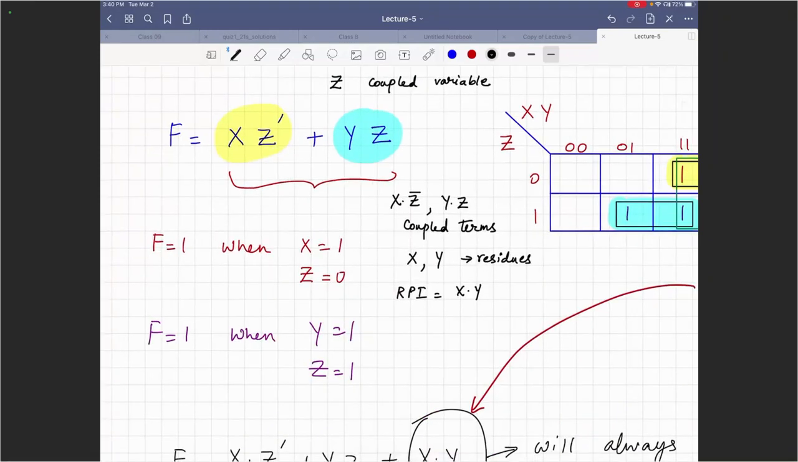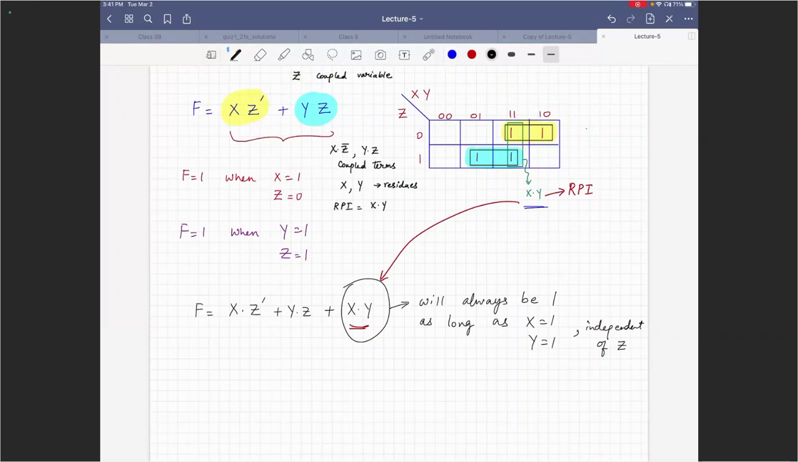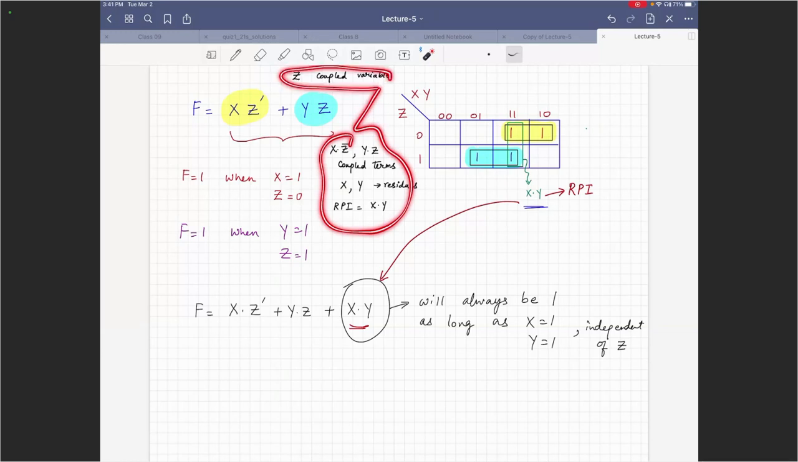So by just looking at the coupled variable and all of that, you can quickly find out the redundant prime implicant, which we also did using K-maps. So you have two ways now. One in which you use a K-map, which can be applicable for 3-variable, 4-variable, 5-variable, and so on, because we know how to do 3-variable K-map, 4-variable K-map, 5-variable K-map. But the process of just noting down the coupled variables and residues works well for fewer variables. So we are going to use the terminology of coupled terms and residues for 3-variable cases. If you encounter 4 or more variables, then you go for K-maps.